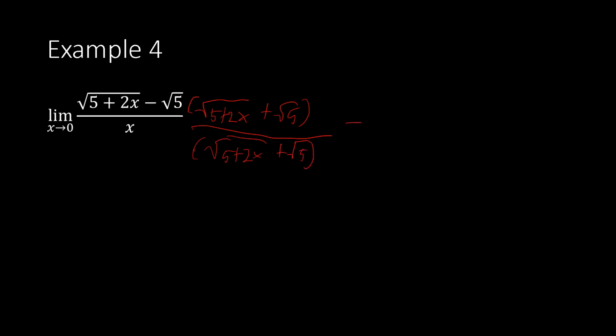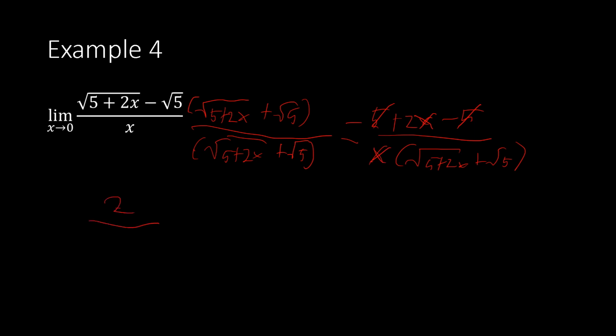Okay, so when we multiply this out, we're going to get this squared minus that squared. So that's 5 plus 2x minus 5 over x times square root of 5 plus 2x plus square root of 5. Okay, these 5's are going to cancel. Now we have 2x over x. We're going to cancel this x with that x. So we're just going to end up with 2 over.